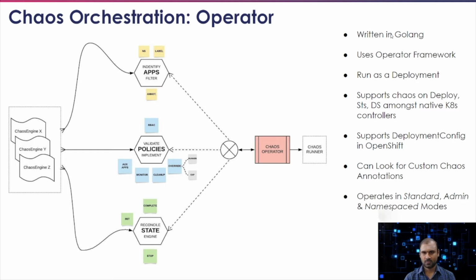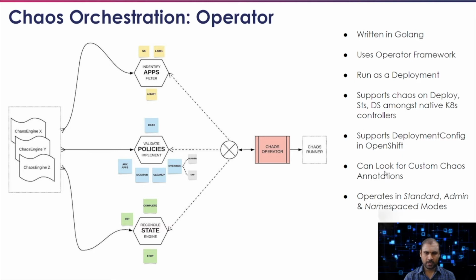The operator itself is written in Golang. It uses the operator framework. We used the operator framework to bootstrap the operator SDK, to be specific, to bootstrap this chaos operator and placed the business logic for performing these actions. It runs as a deployment in the cluster, typically in the Litmus namespace, and it supports chaos on certain native Kubernetes controllers like deployment, stateful set, and daemon set. And it also supports chaos on deployment config resource in OpenShift. When I say supports chaos, we are talking about the nature of these applications. They can be deployments or stateful sets or daemon sets or deployment configs.